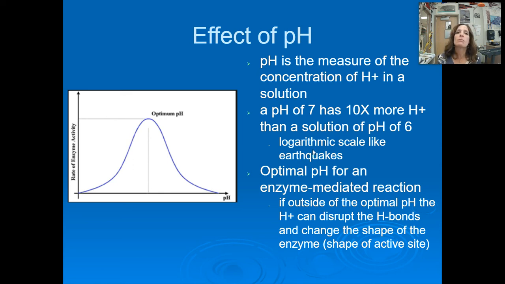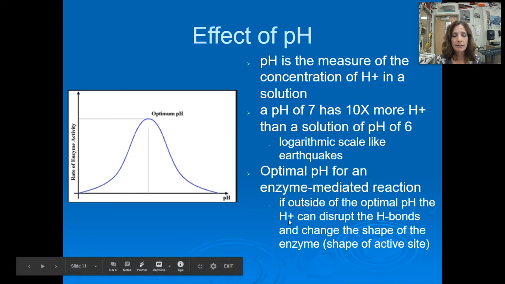And earthquakes actually are the same. If you hear of an earthquake that is a 5.6 on the Richter scale, which is how they measure earthquakes, and then you hear of an earthquake that's 6.6 on that same scale, then that means that 6.6 earthquake was 10 times stronger than the 5.6. So there's also an optimal pH for enzyme-mediated reactions, and there again, your rate of reaction and your optimum pH. If you are outside of that optimal pH, then those hydrogen ions can disrupt the hydrogen bonds and again, change the shape of your enzyme and denature it.